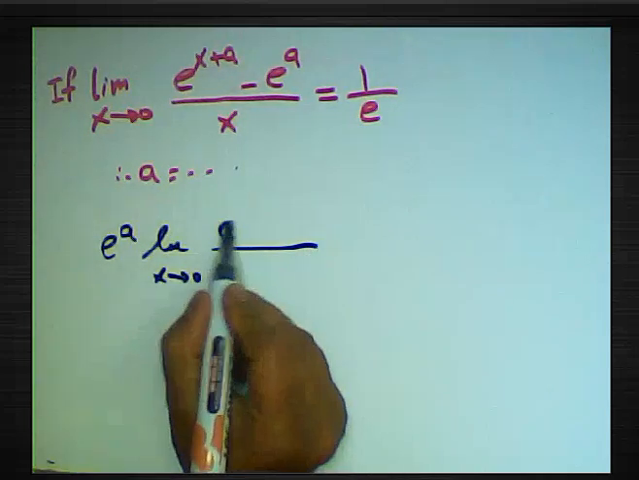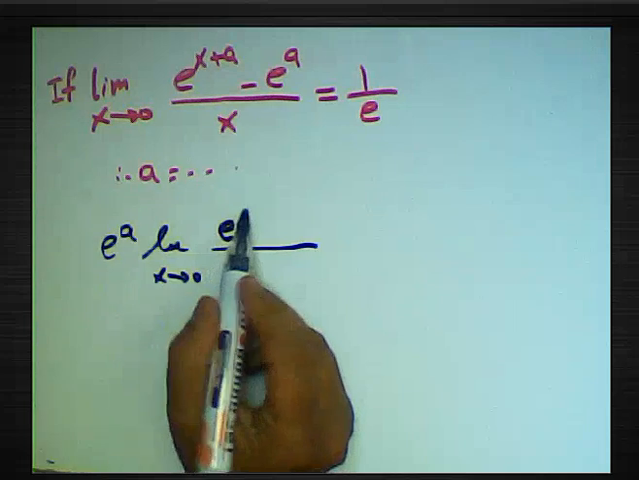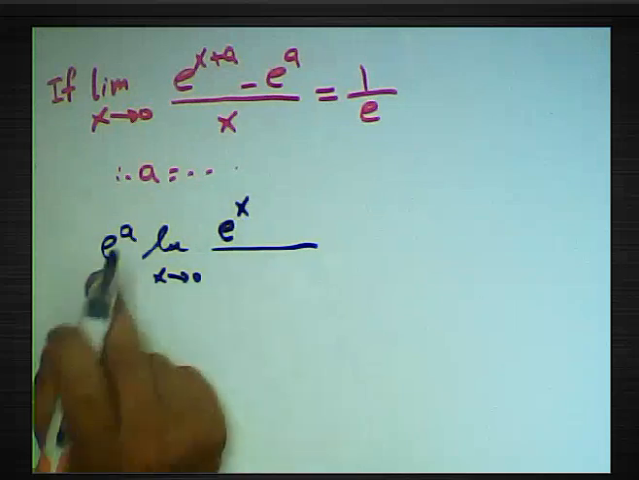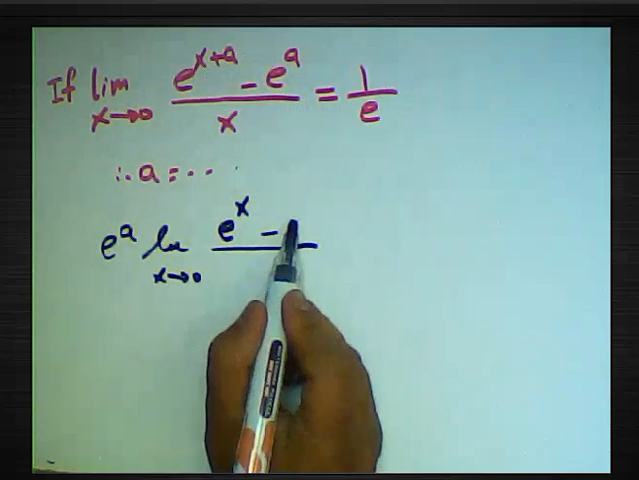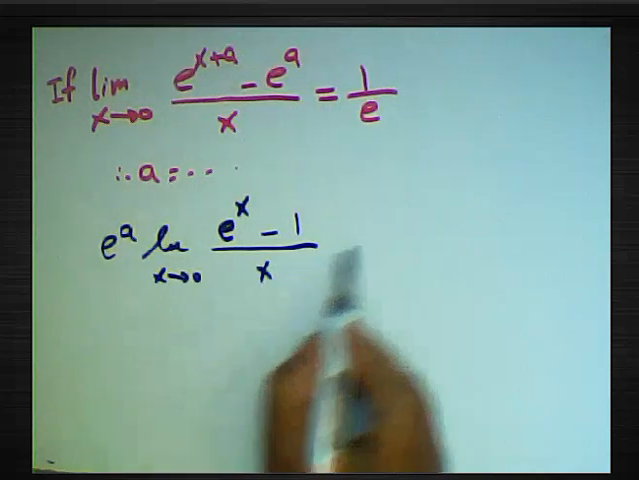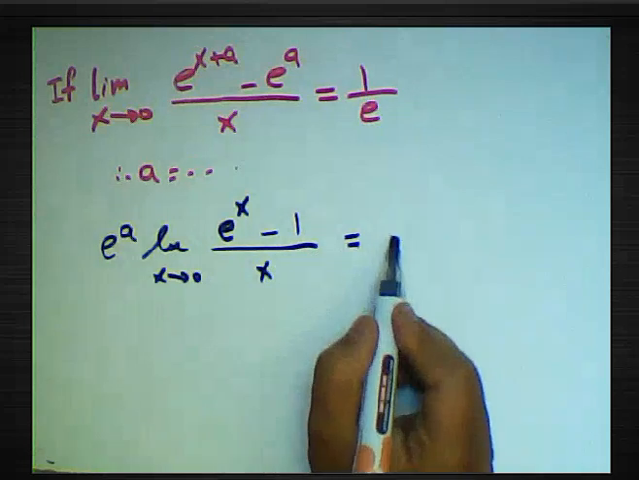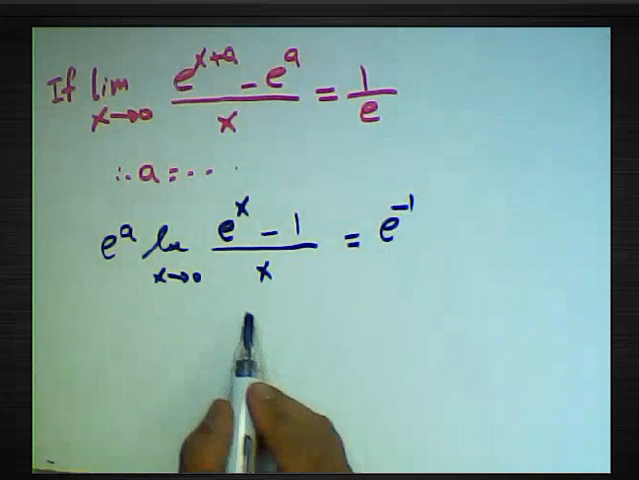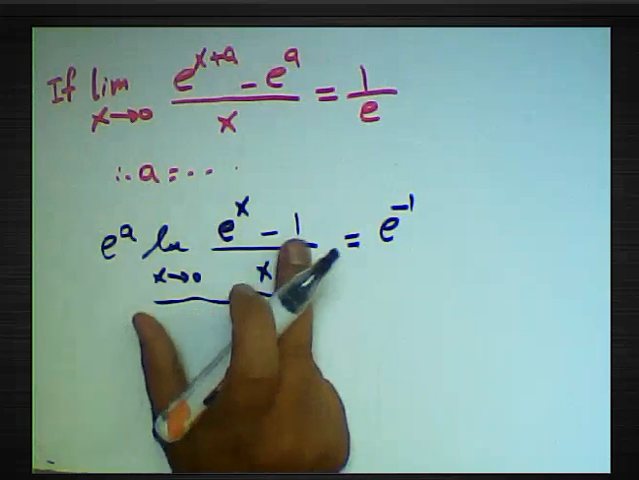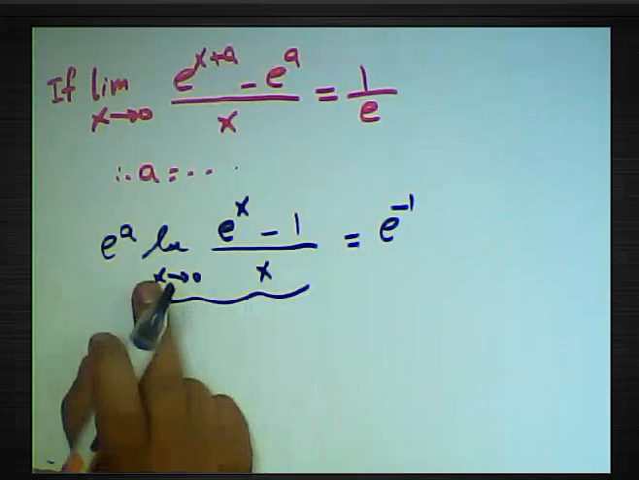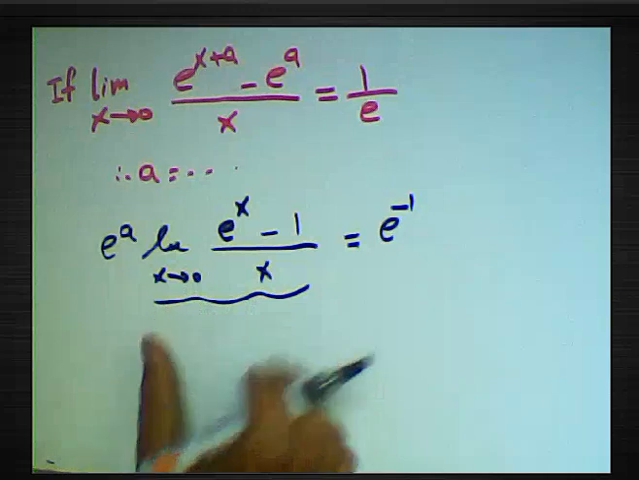The result here will be e to the power of what? E^x, because of the multiplication between them, it will be e^(x+a), minus 1, over x. It tells us the result will be 1 over e, which is e to the power of negative 1. So this is the rule. The theorem here is (e^x minus 1) over x, when x approaches 0, it will be 1.